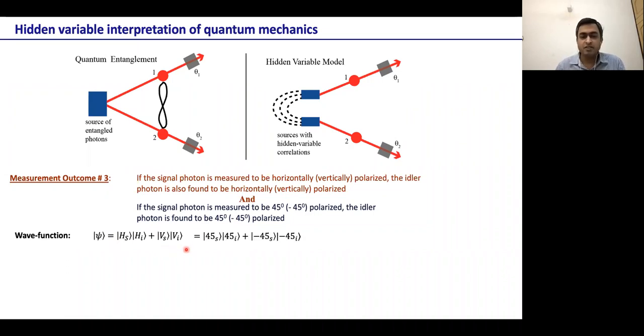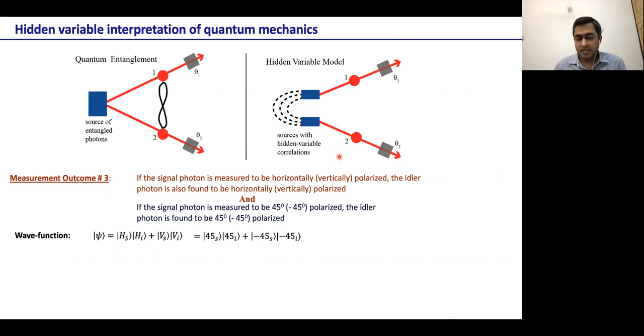Now this wave function, if you just do the basis transformation, can also be written as, with 1 over root 2 here, 45, 45 plus minus 45, minus 45. So this wave function can be written in the 45 minus 45 basis like this. Of course, with this wave function, we can explain this entire measurement outcome.